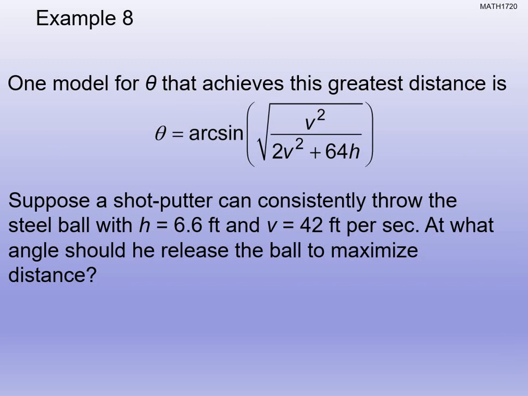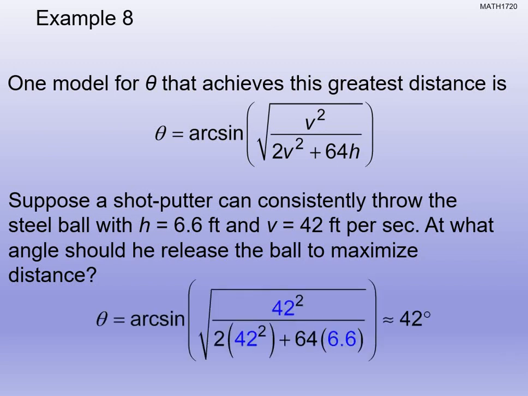Okay, so if we have a shot putter who can consistently throw the ball with a height of 6.6 feet and a velocity of 42 feet per second, at what angle should he release the ball to maximize distance? Well, we're given height, we're given velocity. Your first instinct should be to do what? Hopefully you said substitute those values in. That would be a great idea. Substitute those values in, and then on your calculator, make sure you're in degree mode, and you're going to do sine inverse of whatever that entire radical works down to.